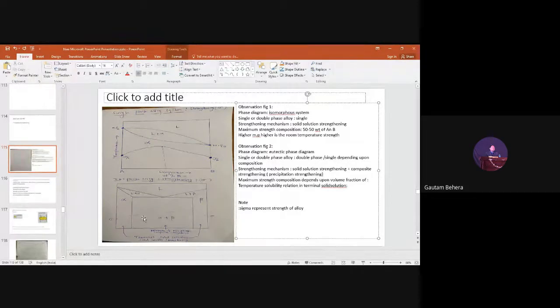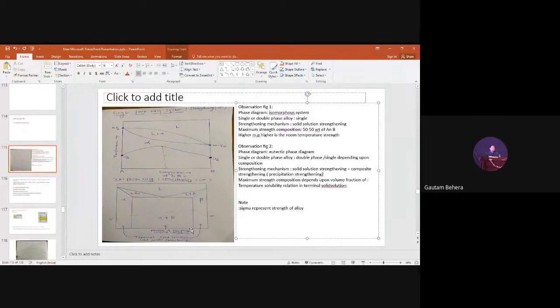But can anybody tell me from this figure whether beta is a hard phase or a soft phase? Look carefully at the figure, look at the slope. Hard phase. Very good. How can you justify a hard phase? Strength is increasing in this direction. That means beta is a precipitate, alpha is the matrix phase, and the beta precipitate is a stronger phase. So from this point to this point, this is showing precipitation strengthening.